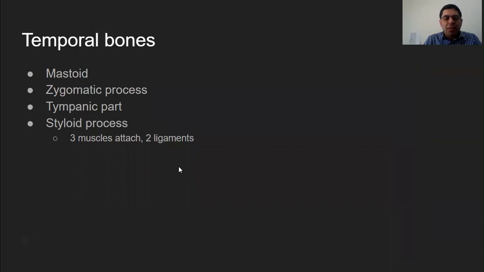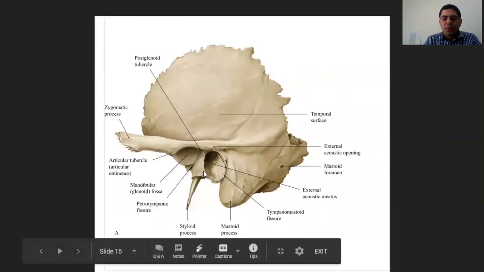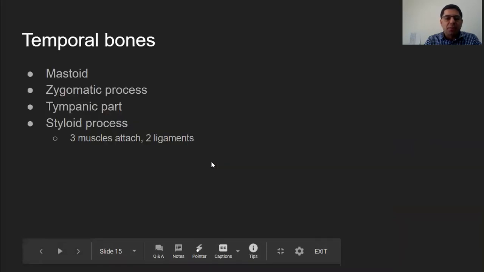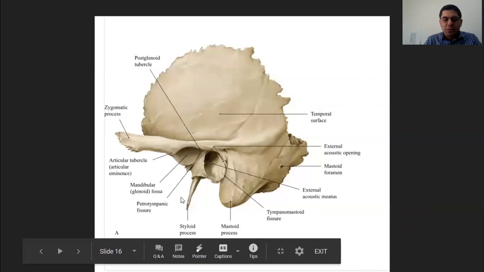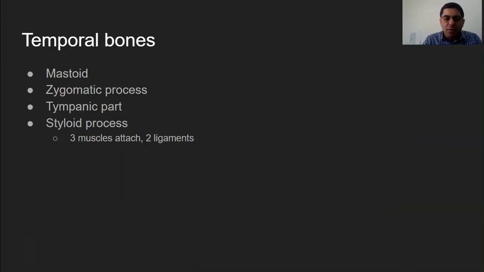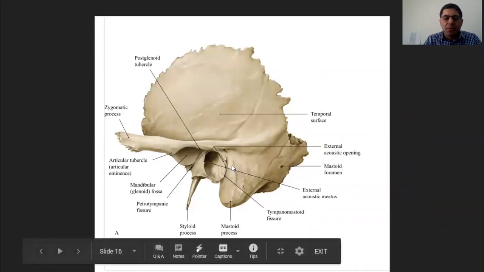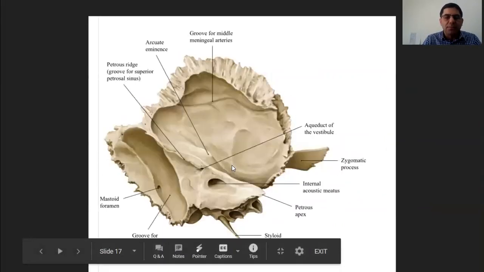And then there is the tympanic part. Tympanic is this here, right? Which is the ear part. So that's the tympanic part. And then there is the styloid process, which is this thing here. And a few things connect to it, 3 muscles attached to it and 2 ligaments. So for now, you need to know some stuff attaches to it, which are muscles and ligaments. Mastoid, zygomatic process, tympanic part, and styloid process. These are the important parts. There's a lot more to it, but we'll come to that in detail later on.